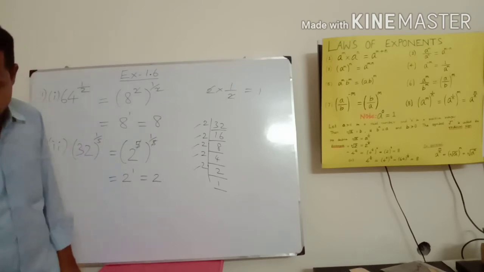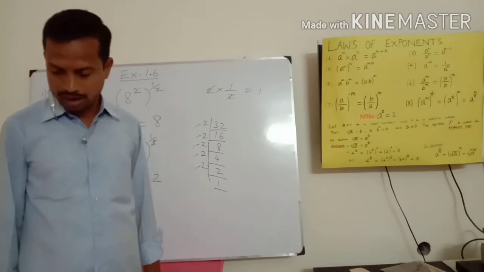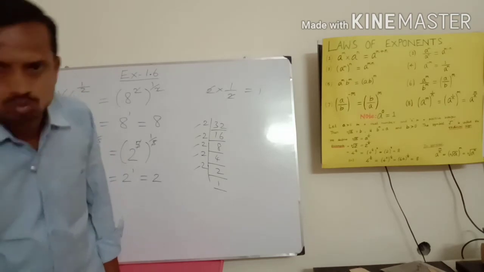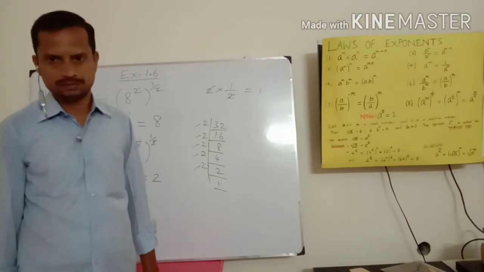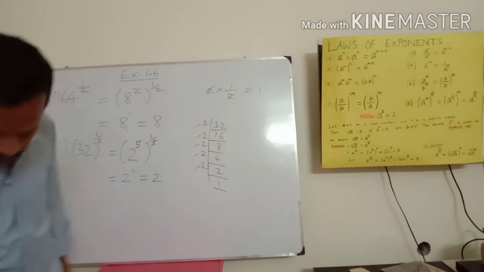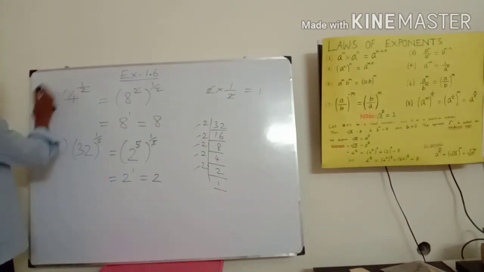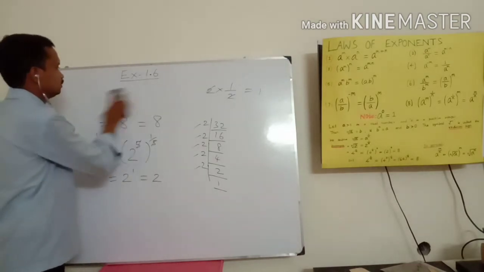Okay, and the next option is 125 whole power 1 by 3, and you do it as homework. Okay, and now coming to question number 2 of the same exercise.